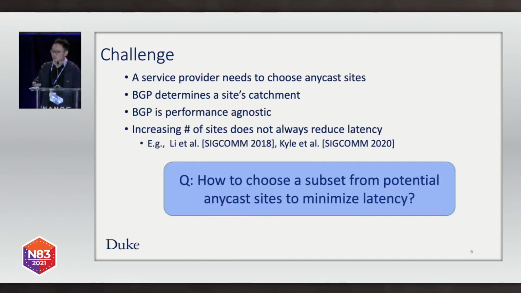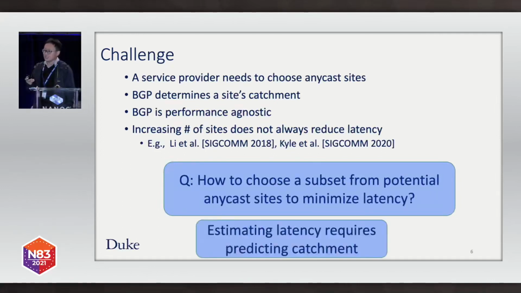So here comes the question. In order to optimize the performance of an Anycast cloud, we need to answer this question: how to choose a subset from potential Anycast sites to minimize the clients' latency. In order to do that, we first need to solve the problem of how to estimate latency, and that requires us to predict the catchment for Anycast networks.